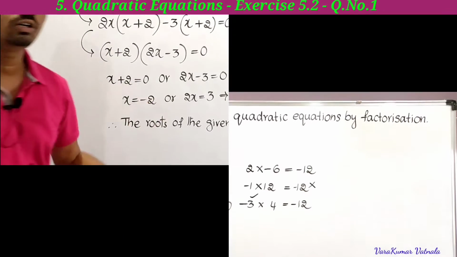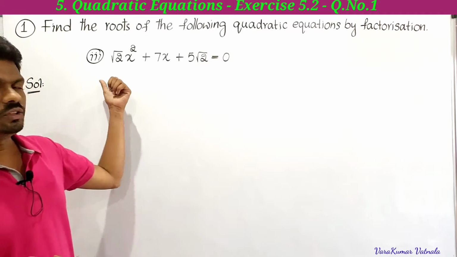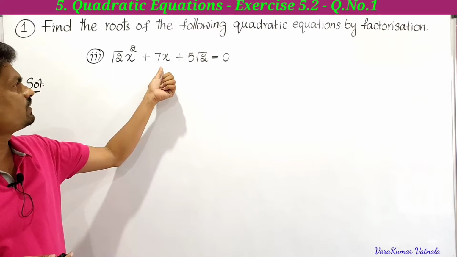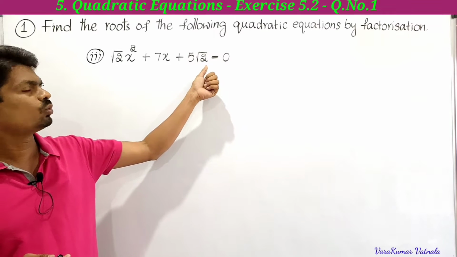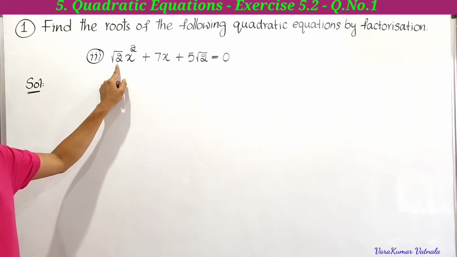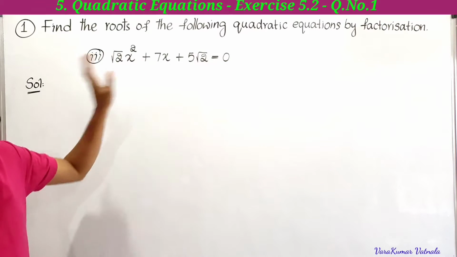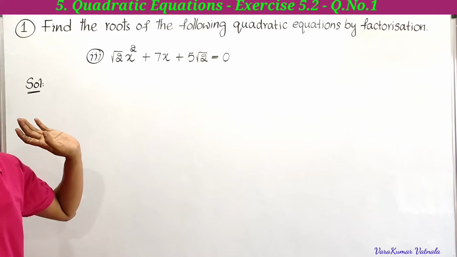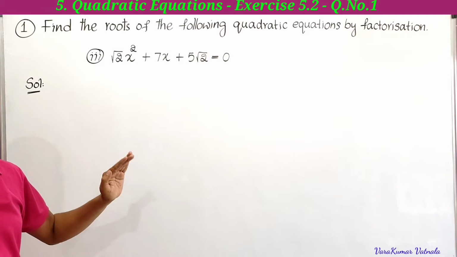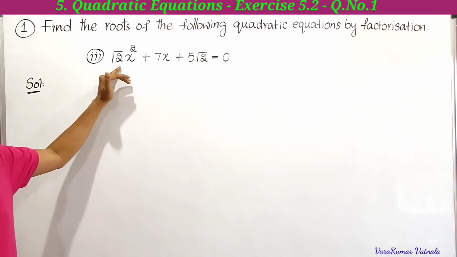Next we have to solve the third bit. This is the third bit: root 2 x square plus 7x plus 5 root 2 is equal to 0. So don't get afraid by seeing the root 2 terms in the given quadratic equation. Just follow the method and you will definitely get your answer. So don't get confused.